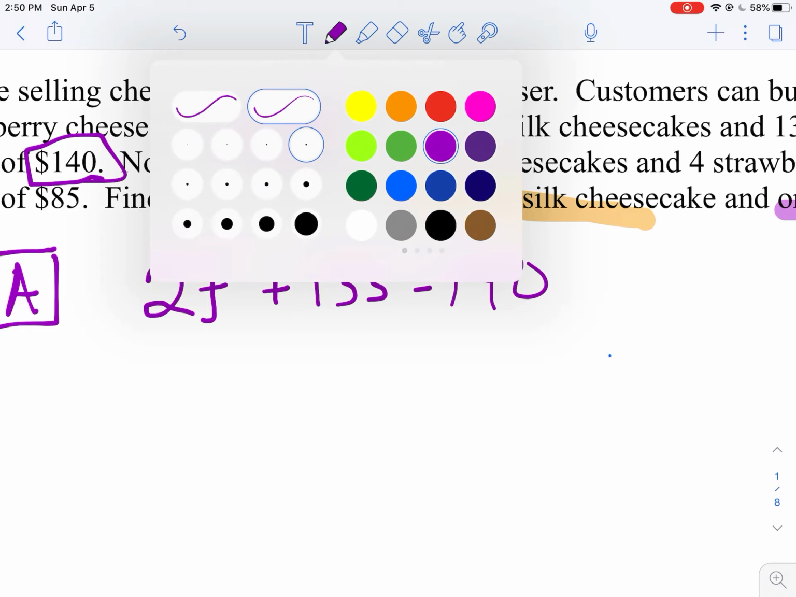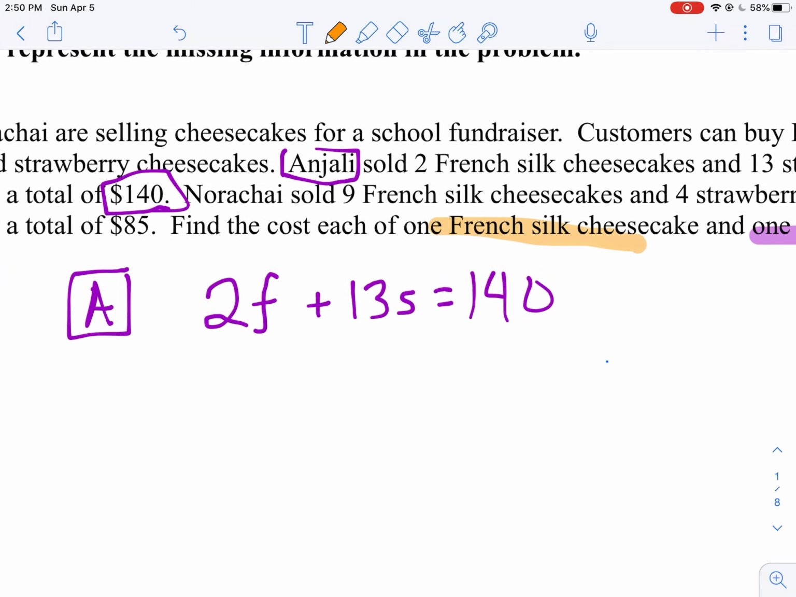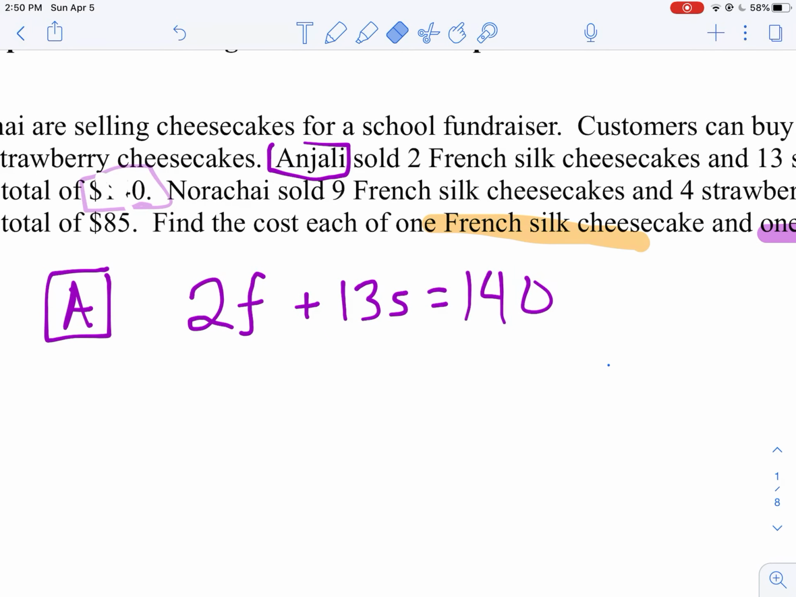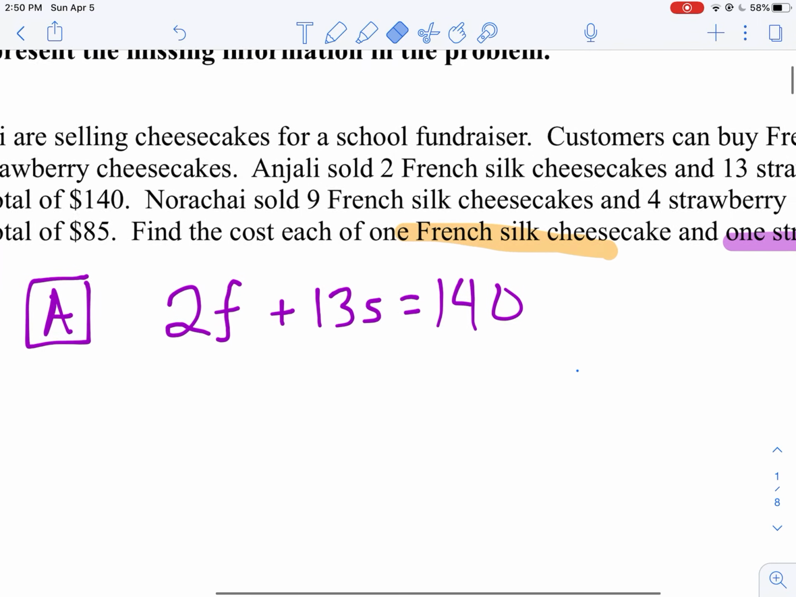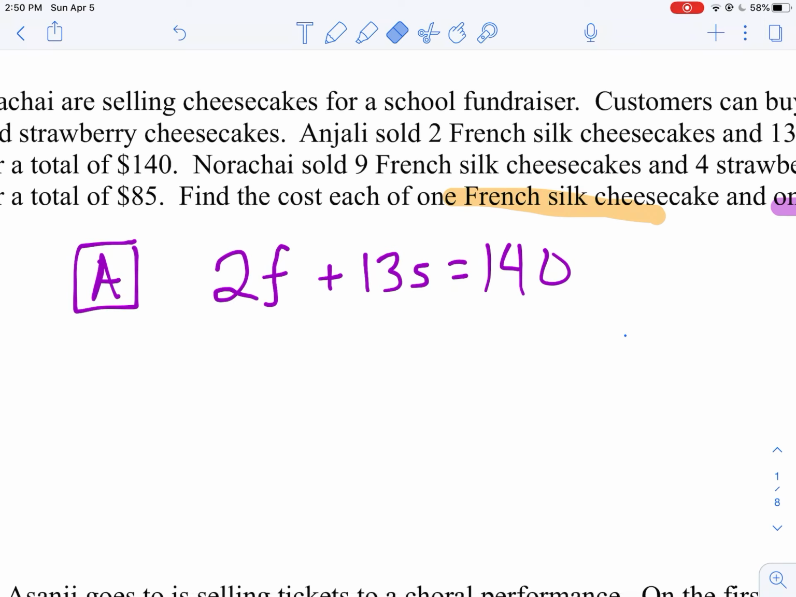The second equation now is going to be the other person, Norakai. So now we have Norakai.